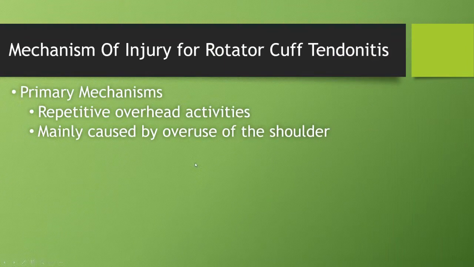The mechanism of injury for tendonitis is repetitive overhead activities, mainly caused by overuse of the shoulder. So basically baseball pitchers, anyone pretty much who's playing baseball, and tennis and softball. And if you're a quarterback for football, you can get tendonitis in your rotator cuff if you are passing a lot.